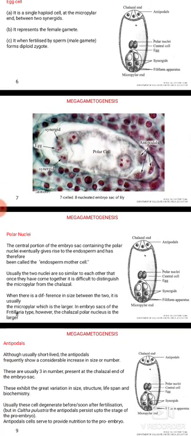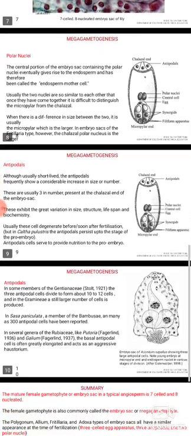The polar nuclei. The central portion of the embryo sac contains the polar nuclei, which give rise to the endosperm later, and it is called the endosperm mother cell. Usually the two nuclei are so similar to each other that once they come together, it is difficult to distinguish the micropylar from the chalazal nuclei. When there is a difference in size between the two, it is usually the micropylar one which is larger. In the embryo sac of the Fritillaria type, however, the chalazal polar nucleus is larger.